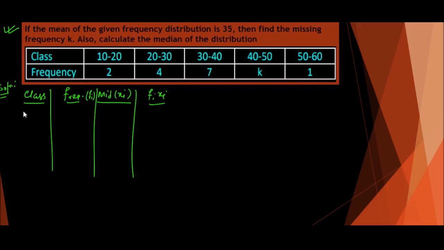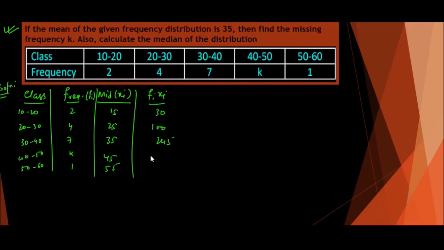Now you have the classes 10 to 20, 20 to 30, 30 to 40, 40 to 50, and 50 to 60. Corresponding frequencies are 2, 4, 7, k, 1. Now the mid values, you should calculate: 15, 25, 35, 45 and 55. For fi xi you will get 30, 4 into 25 is 100, 245, 45 into k is 45k, then 55.